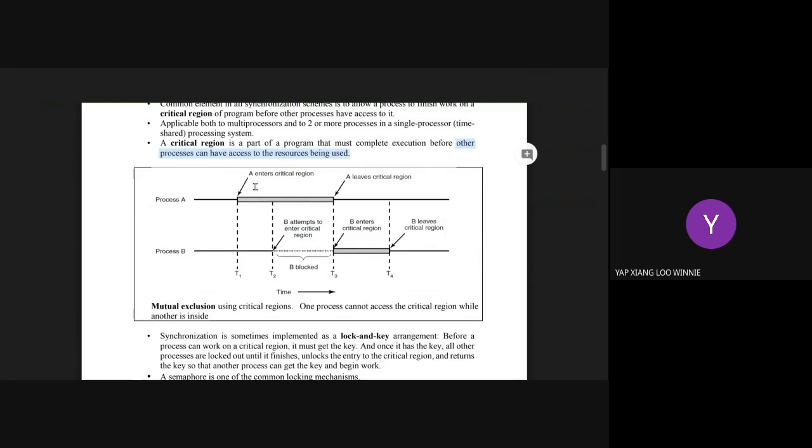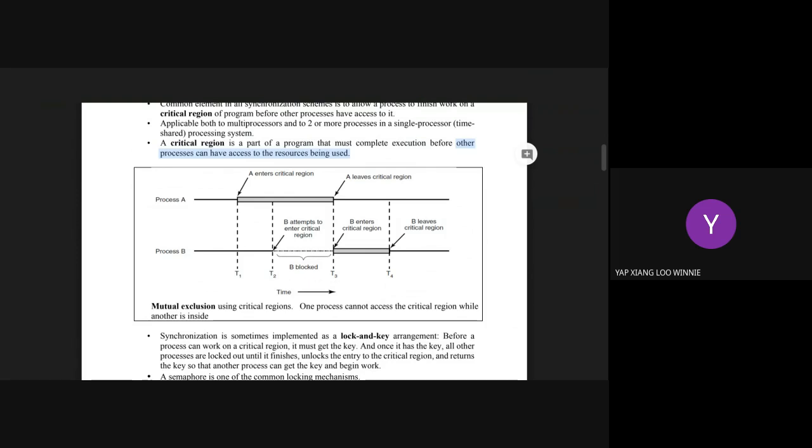So at T1, A enters the critical region. What about T2? At T2, B attempts to enter the critical region. Attempting doesn't mean process B is in the critical region right now; it is just attempting. And what we see here is that after B attempts, B gets blocked. Why? This is because of mutual exclusion. Here comes the second keyword, mutual exclusion.